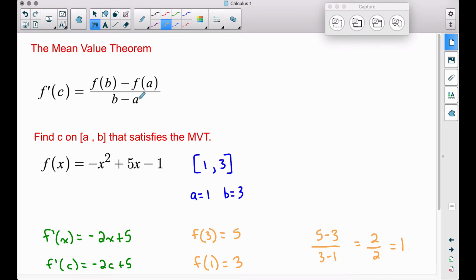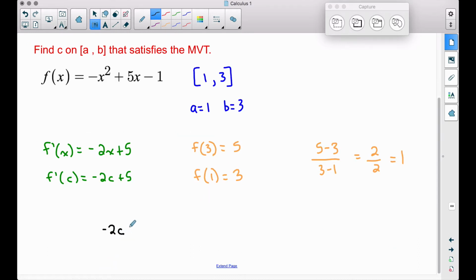So now back to the mean value theorem, f of b minus f of a over b minus a. We computed that here and got 1. We want to set that equal to f prime of c, which is what we found right here. So let's take f prime of c, negative 2c plus 5, and set that equal to f of b minus f of a over b minus a, which is 1. And let's solve this equation.